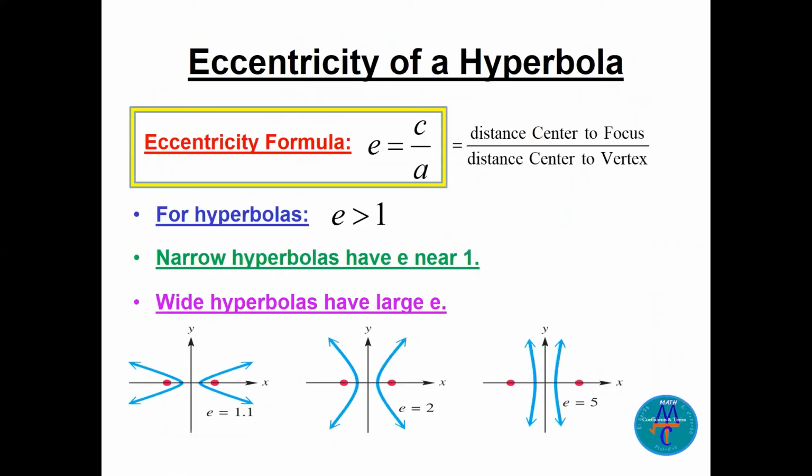Now let's define the eccentricity as we did in the ellipse. So e will be c over a. c is the distance from the center to the focus, and a is the distance from the center to the vertex. In the hyperbolas, e is greater than 1. Narrow hyperbolas have e near 1, like 1.1, 1.2, 1.5, whatever. Wide hyperbolas have large e. So it can be any number greater than 1.